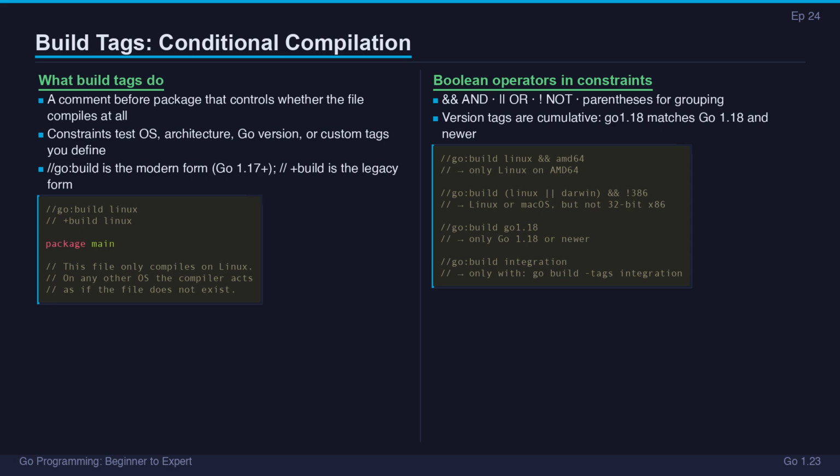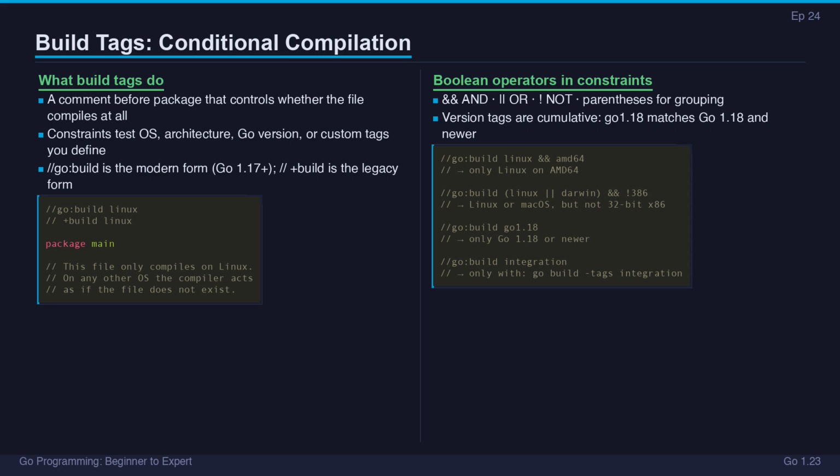A build tag is a comment at the top of a Go file, before the package declaration, that controls whether the file is included in the build. If the constraint matches the current build configuration, the file compiles. If it doesn't, the compiler behaves as if the file doesn't exist. The modern format, introduced in Go 1.17, is // go:build followed by an expression. You'll still see the older // +build comment in existing code. It's supported for compatibility, but write new code with the go:build form.